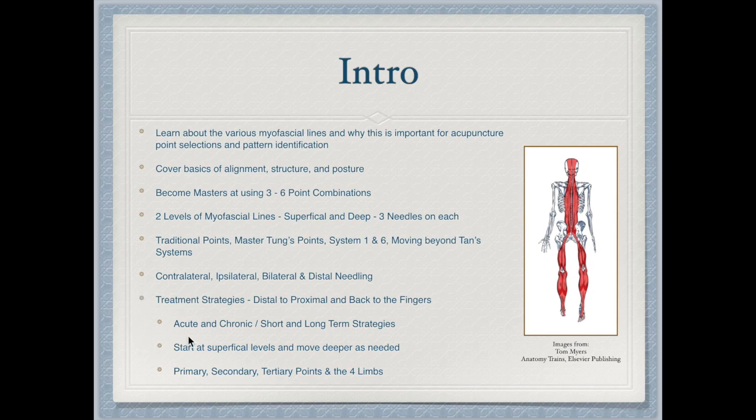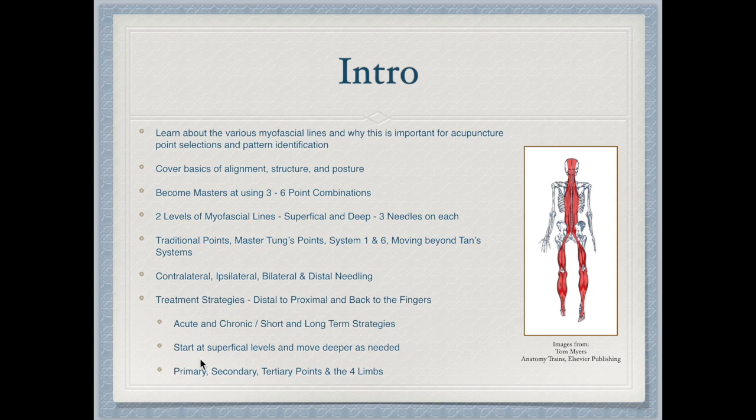And then the next point reads acute and chronic, short and long-term strategies. So it's really important to understand the differences between acute and chronic conditions. If it's an acute condition, you've got to have a short-term strategy because you don't need to see the patient in the long term. And if it's an acute condition that they haven't had very long, then you're going to want to get fast and effective results for them. If it's a chronic condition, then we need to think more about long-term strategies. So we'll talk about that and how that relates to these different levels as well.